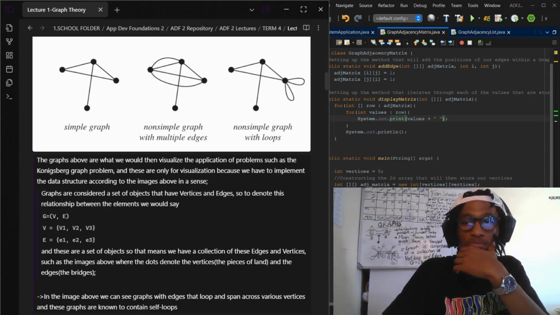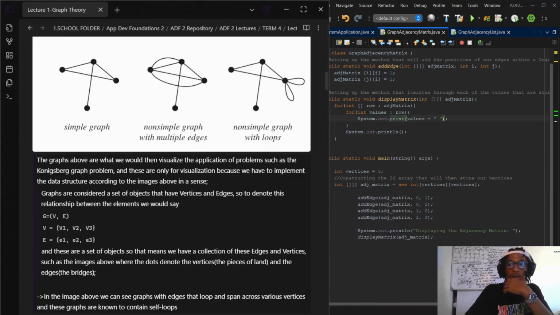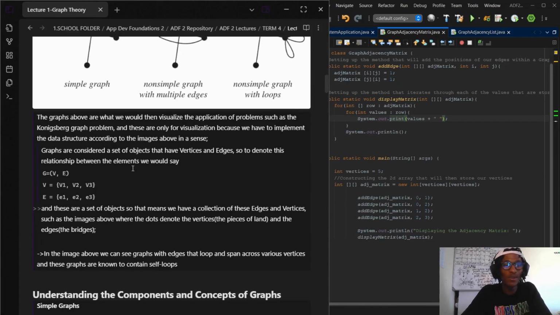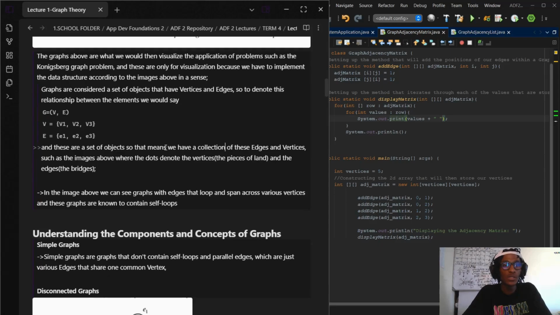So as we continue with that, I'm just going to zoom out on myself a little bit. Graphs are considered to be a set of objects that have vertices and edges. To denote this relationship between the elements, we would say G is equal to V and E. And within V itself is a collection of values, and within E itself is a collection of values. So these are the set of objects.